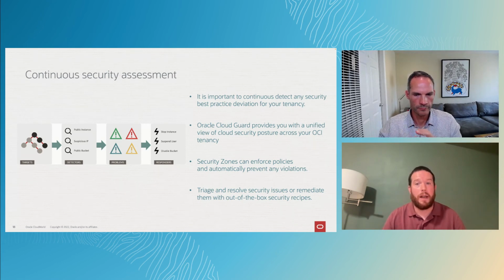Oracle's Cloud Guard can be used to examine your OCI resources for security weaknesses. Upon detection, Cloud Guard can assist with the triaging and resolution of these security weaknesses. This provides users with a unified, holistic view of their overall tenancy's security posture. In addition, customers can leverage security zones to actually prevent configuration that may lead to a security weakness.